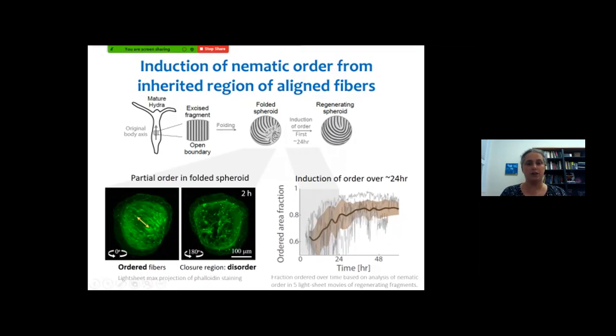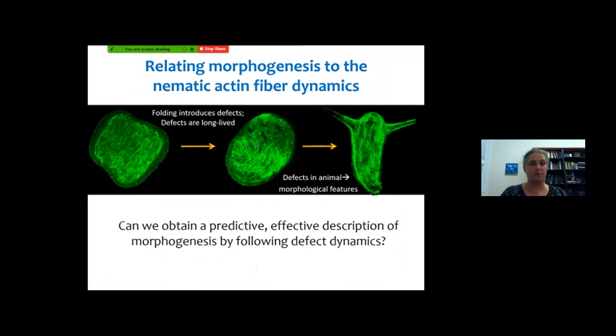So now if you consider the full regeneration process, we start with this piece of tissue, a flat fragment that has the inherited fibers. It folds into a spheroid. Once we have the induction of order, point defects will emerge. There have to be defects because of the change in topology from a flat surface to a spheroid. And then over time, these defects will evolve, and they will end up in the characteristic defect configuration I showed you of the full animal, where the defects coincide with a morphological feature. This suggests that by following the defects from this folded spheroid to the regenerated animal, we can get an effective description of morphogenesis and hopefully a predictive description of this process.